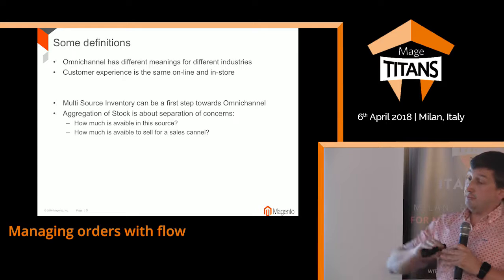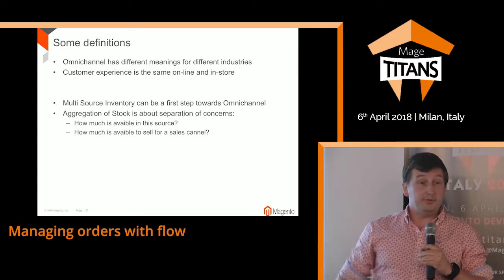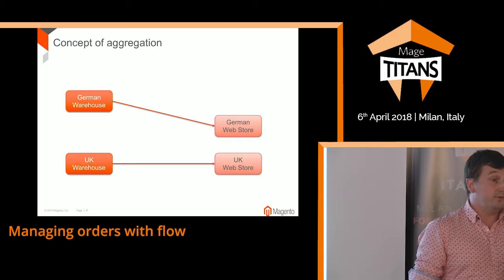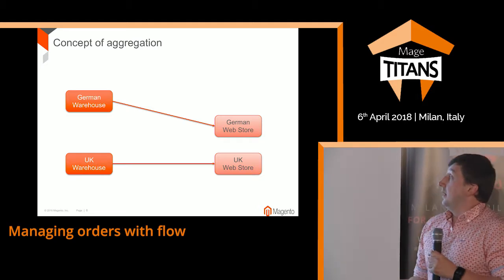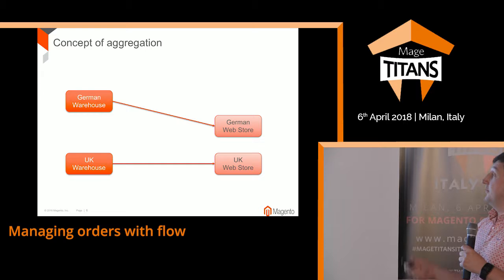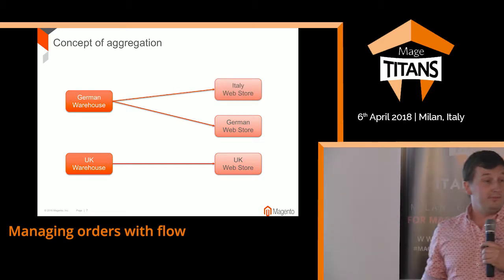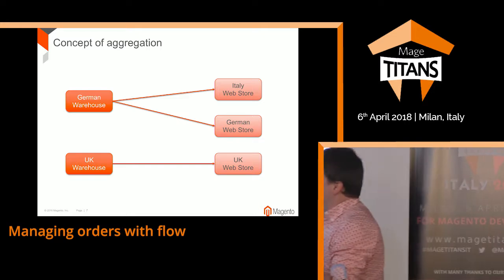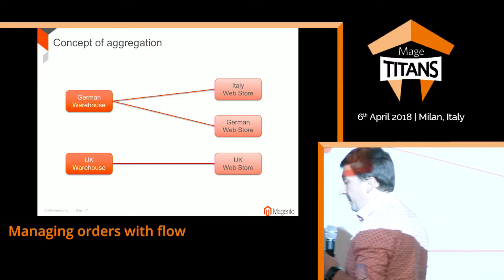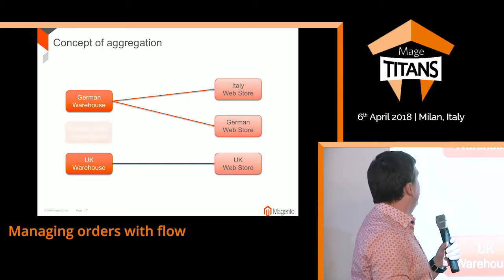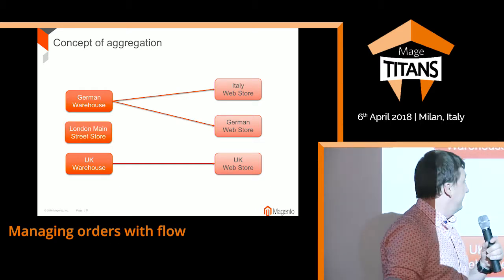And with multi-source inventory, what you really can do is separate those two concerns: managing pure inventory and managing numbers of quantity that you can sell. So in the old time, we had one warehouse for all Germany and one warehouse for all UK, and we had one website connected to the two of them. And then our merchant got a bit bigger. Now the German warehouse was also selling to Italy, France, or whatnot.